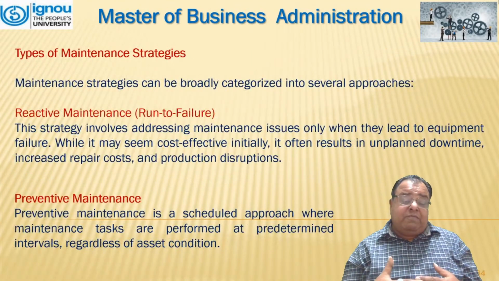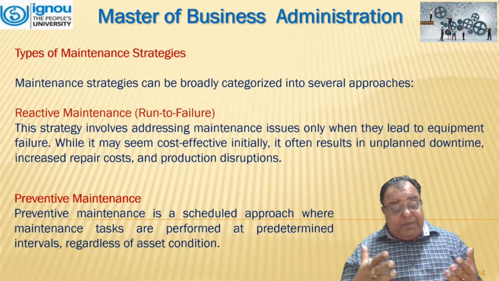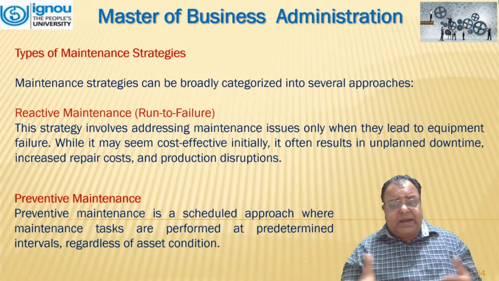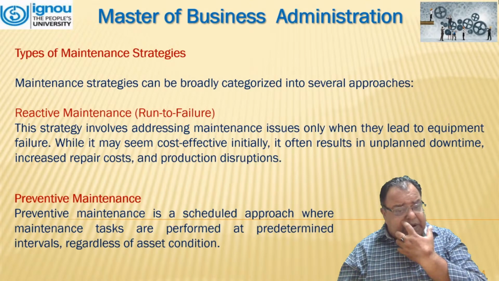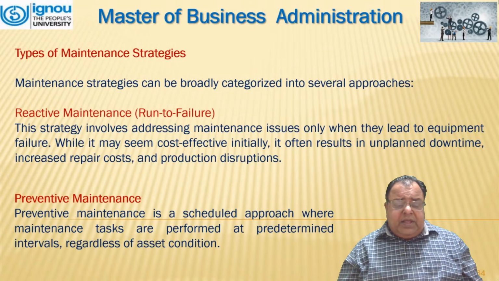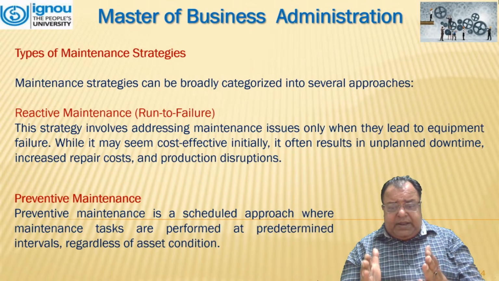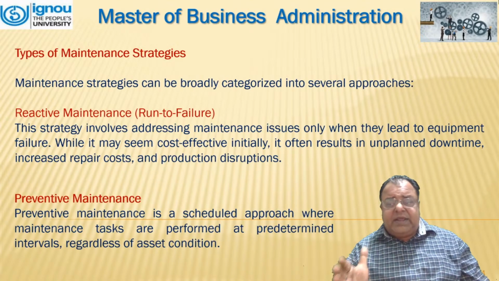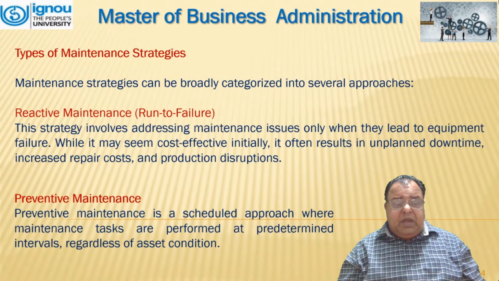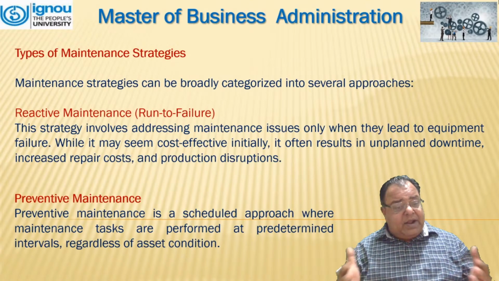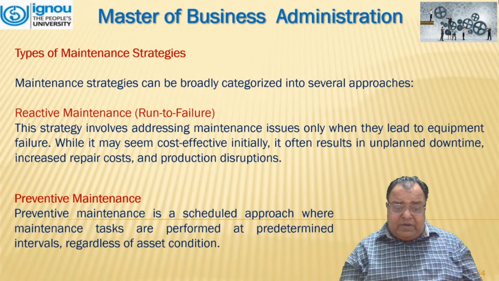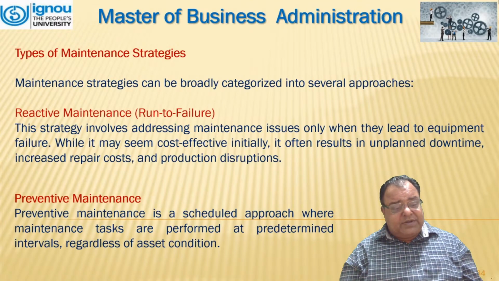What are the types of maintenance strategies? Maintenance strategies can be broadly categorized into several approaches. First one is reactive maintenance, that is run to failure. This strategy involves addressing maintenance issues only when they lead to equipment failure. While it can seem cost effective initially, it often results in unplanned downtime, increased repair costs, and production disruptions.